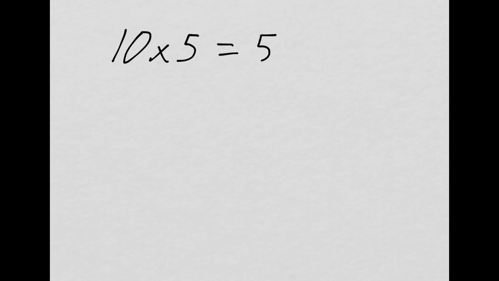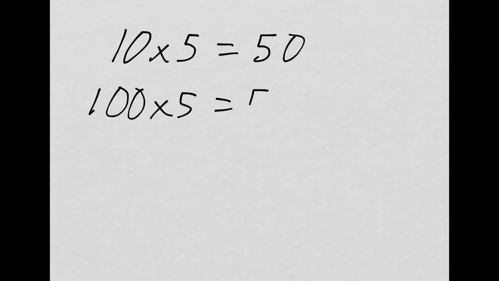So just to briefly review the lesson, what we've been learning about is that if we multiply any number by 10, the value of the digits all become 10 times as large. So 10 times 5 becomes 50, and 100 times 5 equals 500. And these are pretty simple examples, but we've also been doing it with numbers like this.